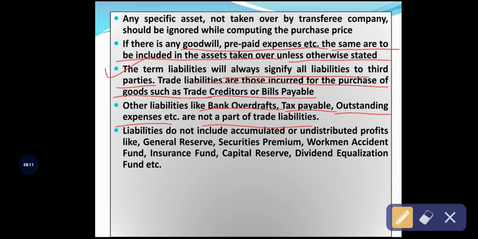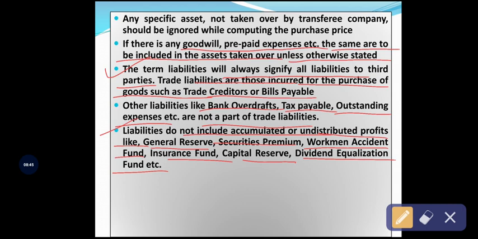See the last condition: the liabilities do not include the accumulated or undistributed profits like general reserve. These are undistributed profits of the shareholders, right? General reserve, security premium, workmen's accident fund, insurance fund, capital reserve and dividend equalization fund are accumulated profits, which we have to distribute in future to the shareholders, but they are not distributed. That's why they are called undistributed profits.